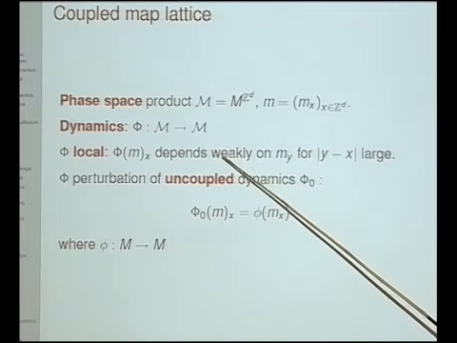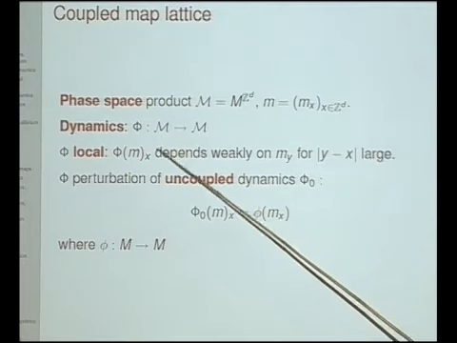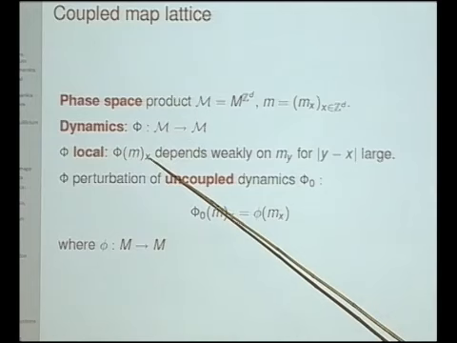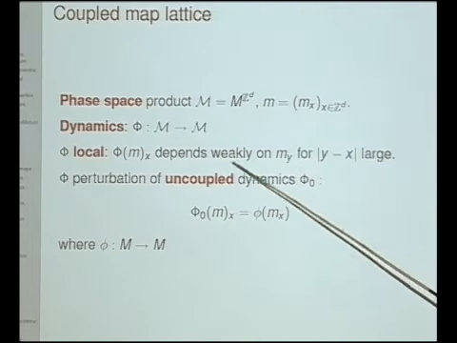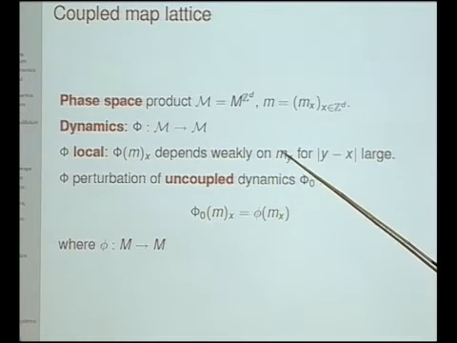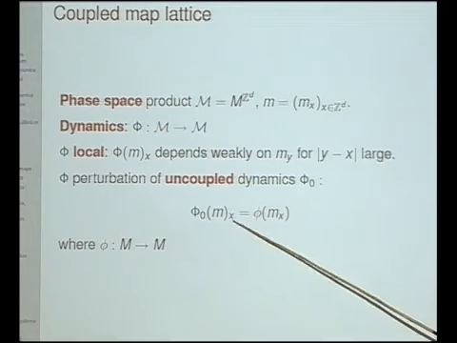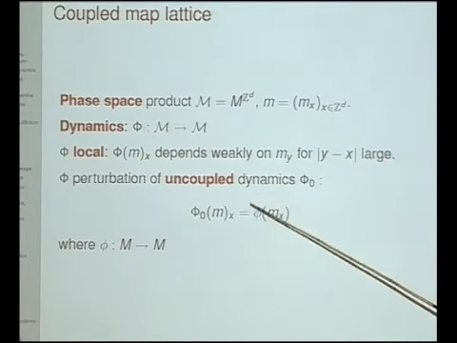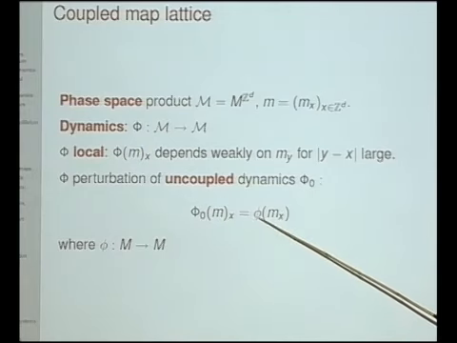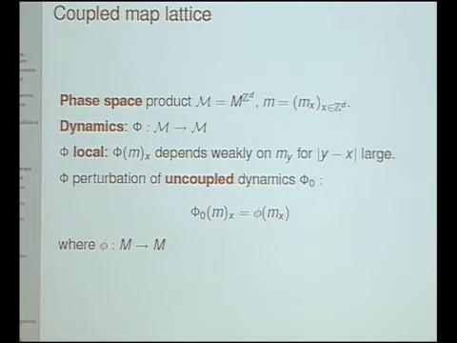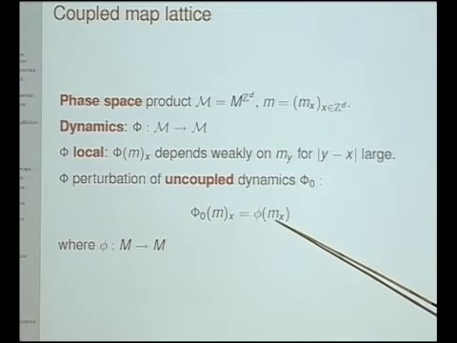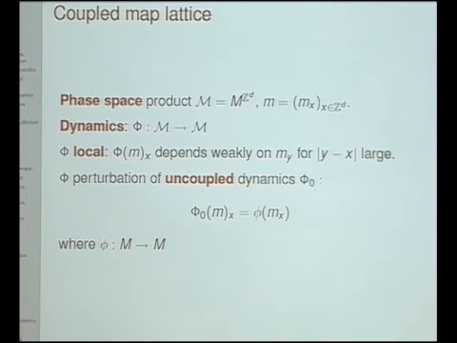And so those are the variables, and take a dynamics mapping these guys to each other, which is local in the sense that once you compute the new spins, the thing at position x depends mostly on nearby guys. So you could even take it that it just depends on nearest neighbors. But anyway, it depends weakly on far away guys. The extreme case is an uncoupled dynamics, namely one where each of them performs its own dynamics with the same map, and they don't know about each other.